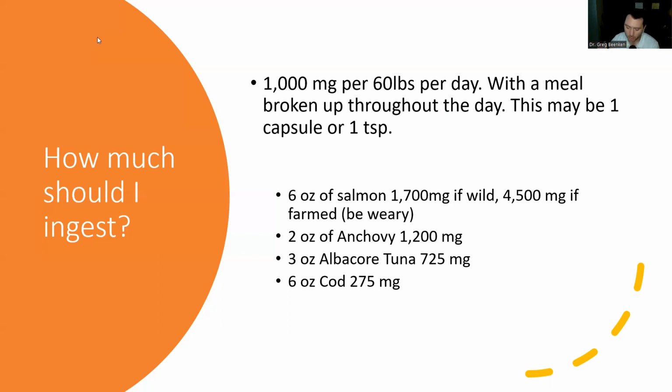If you love anchovies, 2 ounces of anchovies will give you 1,200 milligrams. 3 ounces of albacore tuna will give you 725. And although it's cheap and a lot of people do opt for it and they feel like they're getting it, unfortunately, that 6-ounce cod fillet is only getting you 275.